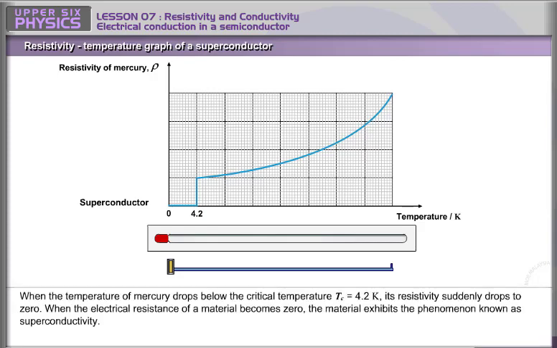When the temperature of mercury drops below the critical temperature, Tc equals 4.2 Kelvin, its resistivity suddenly drops to zero. When the electrical resistance of a material becomes zero, the material exhibits the phenomenon known as superconductivity.